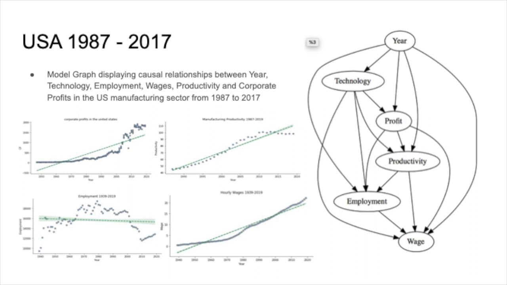When examining the data sets regarding the United States from 1987 to 2017, we can see from our causal model that technology has a direct effect on profit, productivity, employment, and wages. We can see from our graphs that as there's a sharp increase in technological advance, there is a decrease in the amount of hours being paid for by companies. So as productivity increases with less people, wages also increase, but there's still a lot more profit to be made because less people are being paid.